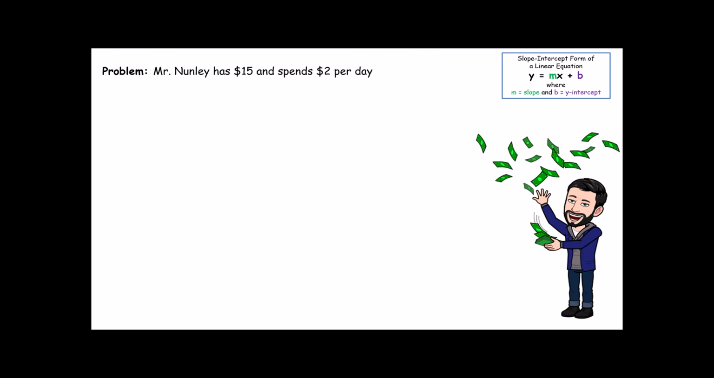Here's another problem I'd like you to try. Mr. Nunley has $15 and spends $2 per day. I want to model this situation with a linear equation. Now I'm going to recommend that you pause the video and you try and do this on your own before watching me do it. I am going to start doing these a little bit faster because you ought to be getting better and better at them.